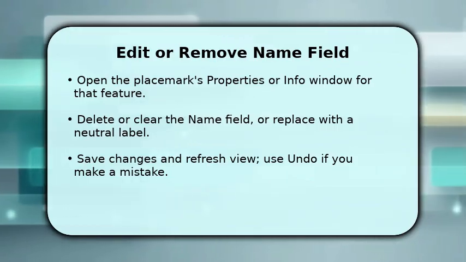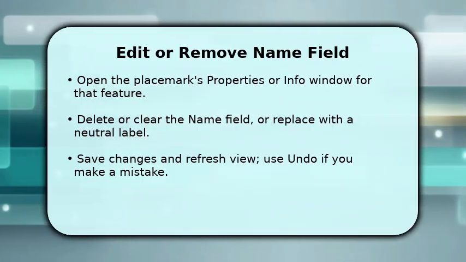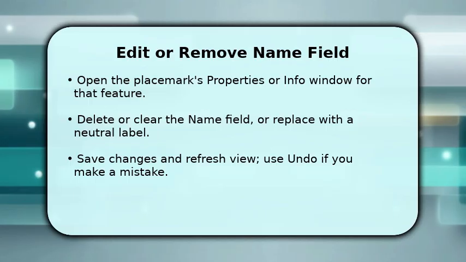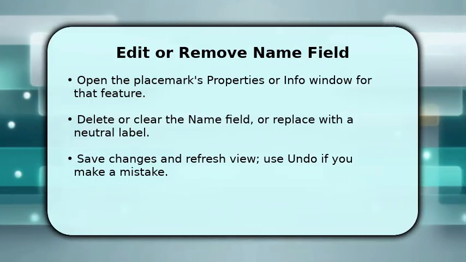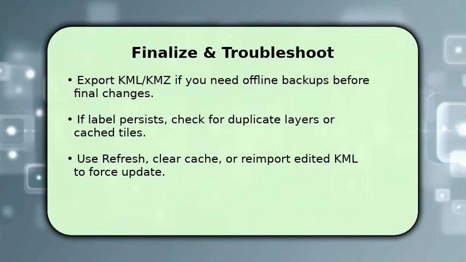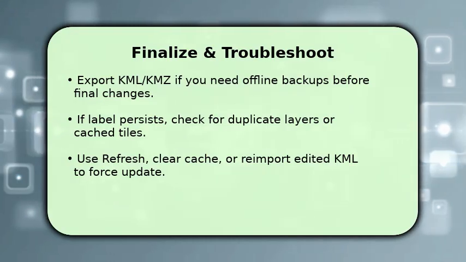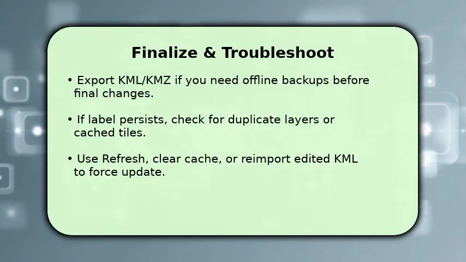Once done, refresh the Google Earth view or switch layers to confirm the label is gone. You do this to keep the underlying coordinates intact while removing only the displayed name. Finish by exporting a backup KML or KMZ so you can restore changes if needed.